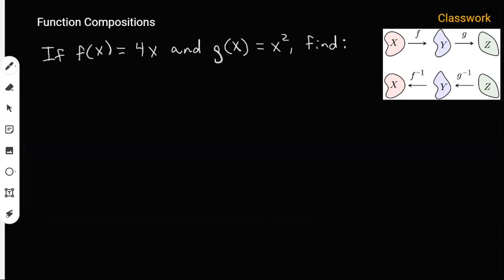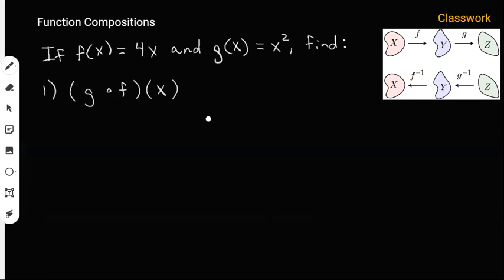Oh, wait, before I do number one, I did want to let you know what the functions are. So let's write those down. If f of x is equal to 4x and g of x is equal to x squared, we want to find number one. Okay, so the first one tells us g of f evaluated at the variable x.